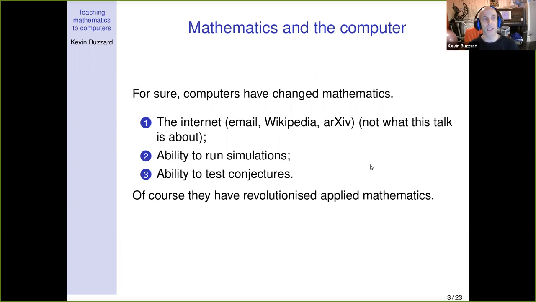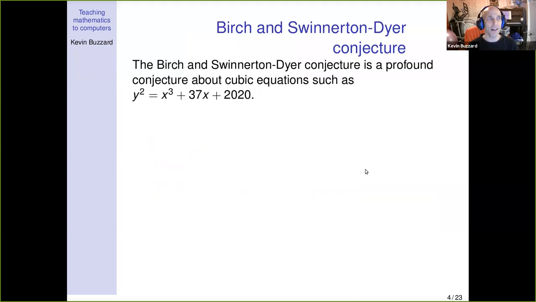They've revolutionized applied mathematics, but what about pure mathematics? Let me give you one example where computers really showed us an extremely important thing. This is a very early example of computers, the Birch and Swinnerton-Dyer conjecture. Birch and Swinnerton-Dyer are two British number theorists.